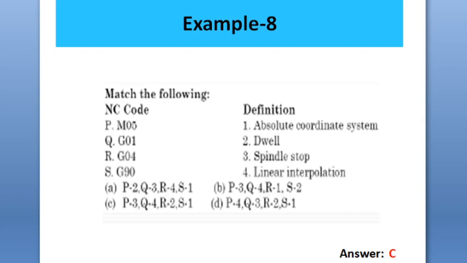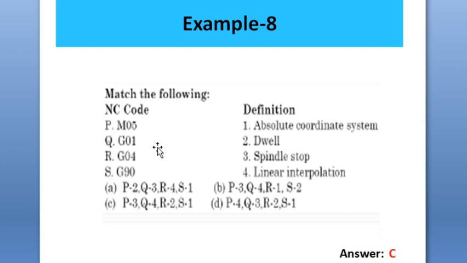Example problem 8. Two sets are given. Match the following. NC codes, G codes and M codes are given here, and the corresponding definitions are given on the right side.